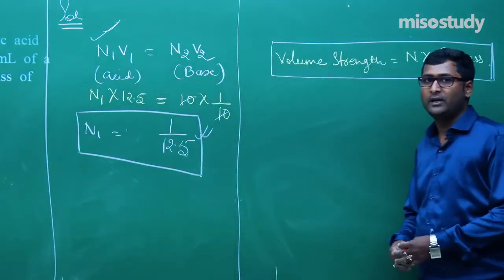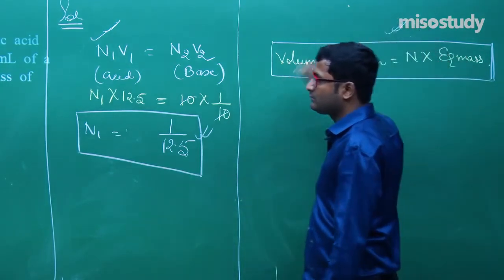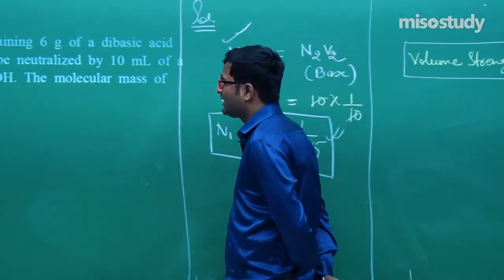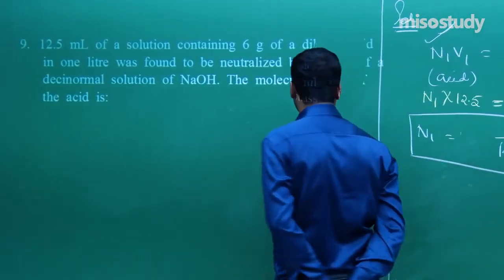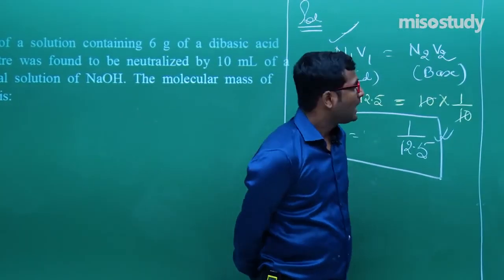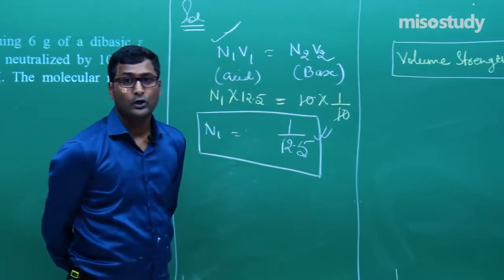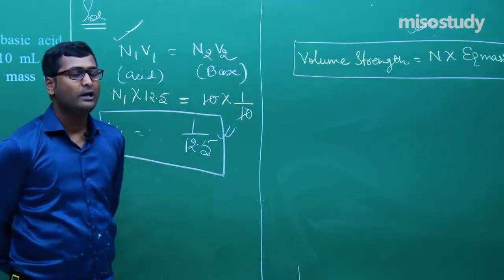Now tell me what to do in this case, that is volume strength. Now I think you can solve the next part. I know you are very much talented. Tell me what will happen, sir. N1V1, that is N1 1.25. Now volume strength is equal to N into equivalent mass. We have to find equivalent mass, then we'll move towards the molecular mass.